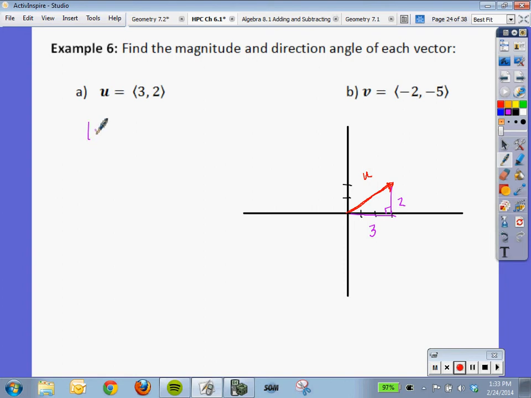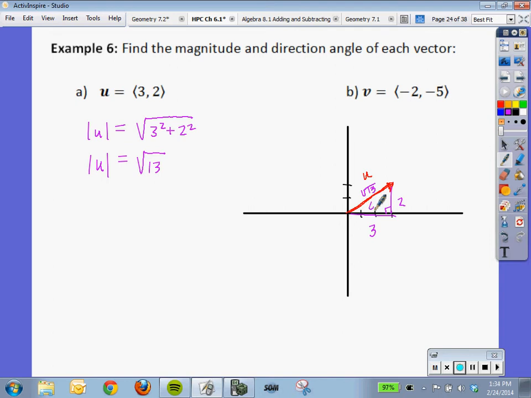So the magnitude of u is simply the square root of 3 squared plus 2 squared, which gives us 9 plus 4, which is 13. So the magnitude of that vector is equal to the square root of 13. So I got a root 13 right there.